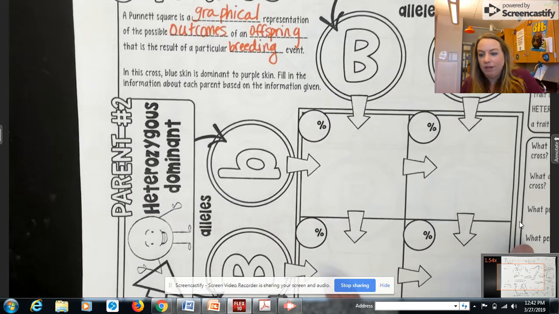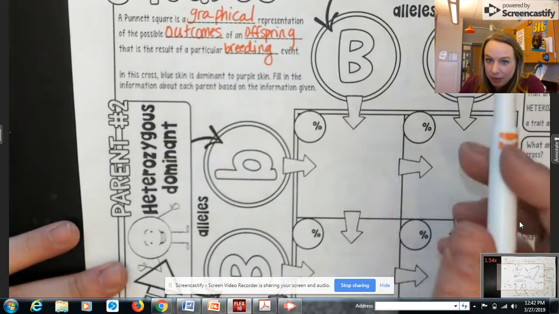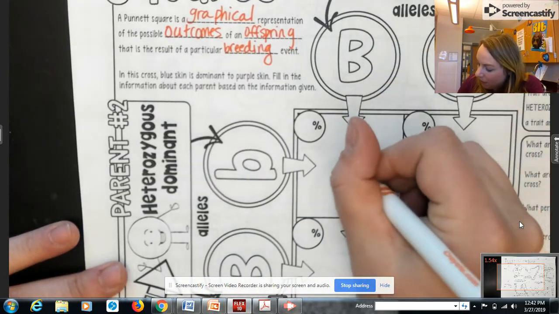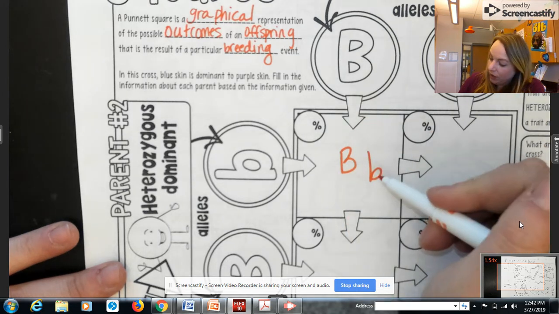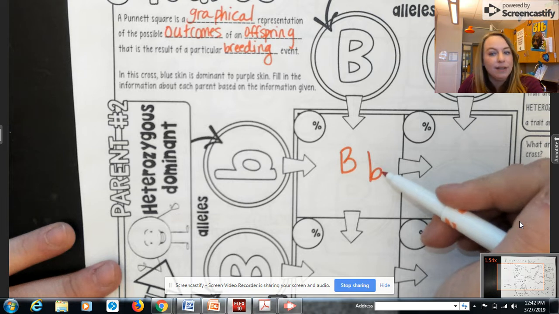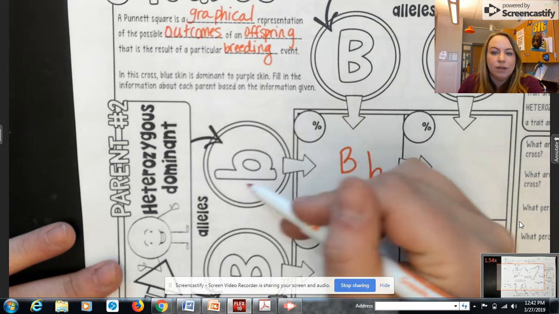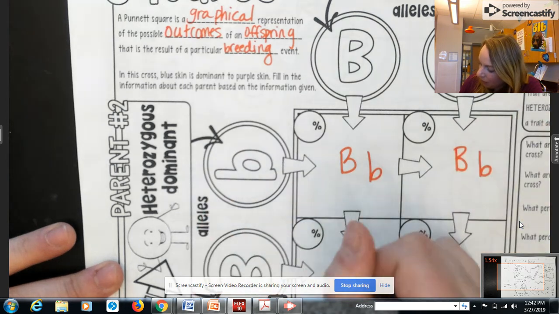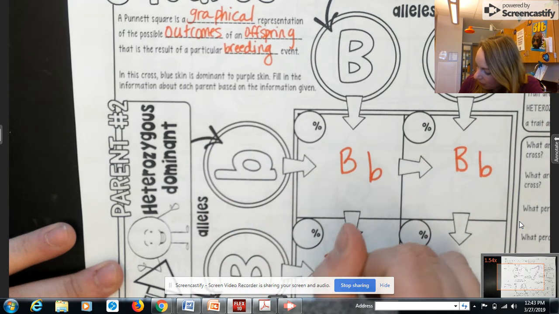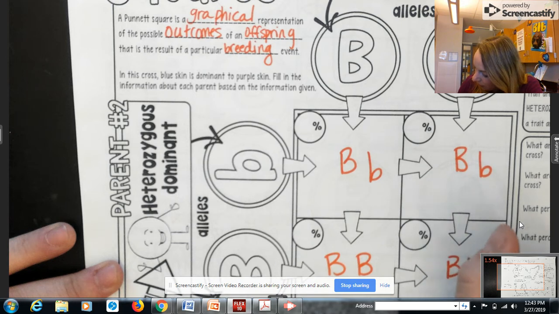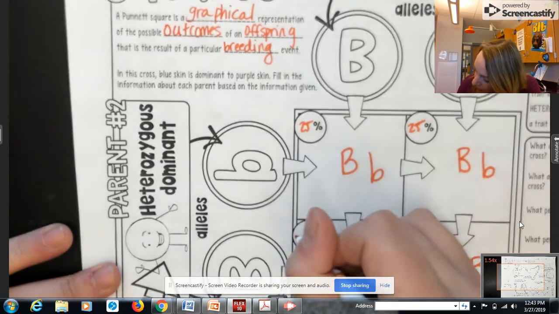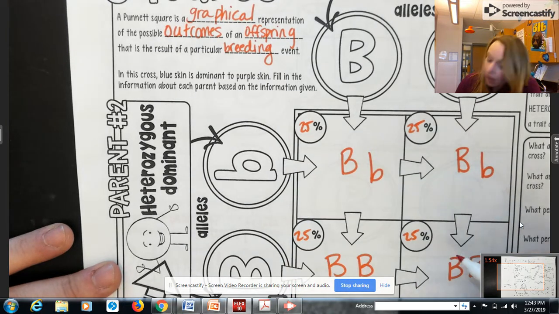So it's going to look a little different this time when we fill in our Punnett square. So I'm going to bring my little b over here and my big B down. You'll notice that I drew the little b second. I always put the lowercase letter second and the capital letter first. So I'm just going to keep doing that. So little b over, big B down. Here we've got big B, big B, and big B, big B. And remember, each of these boxes represents 25%.